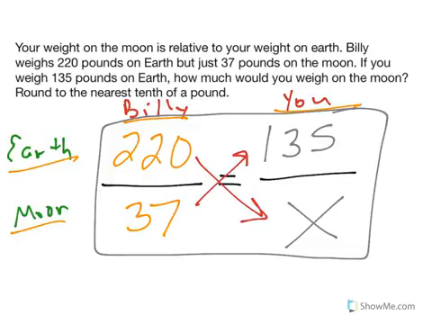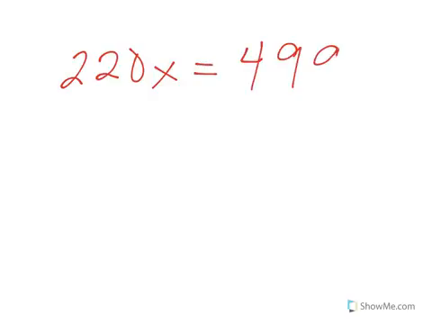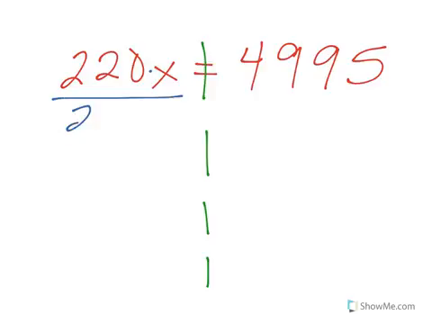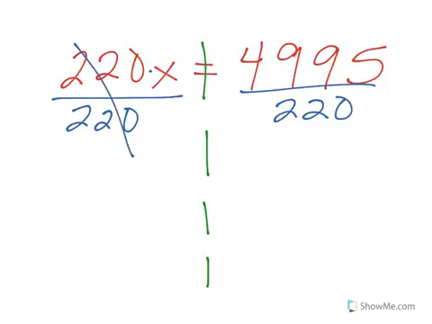So with that cross multiplication, 220 times x gives me 220x, and 37 times 135 gives me 4,995. Equal sign splits it into two equal parts. Because the 220 is touching the x, it implies multiplication. So I'm going to divide by 220. 220 divided by 220 is 1x.